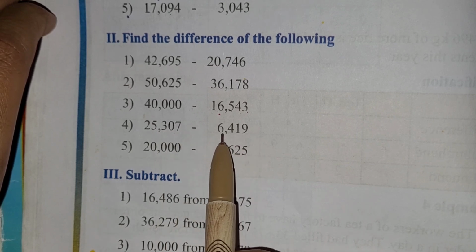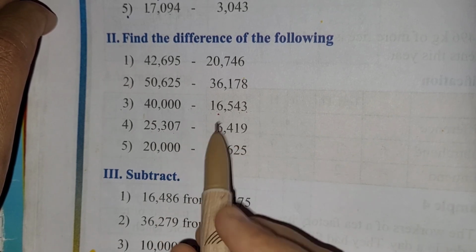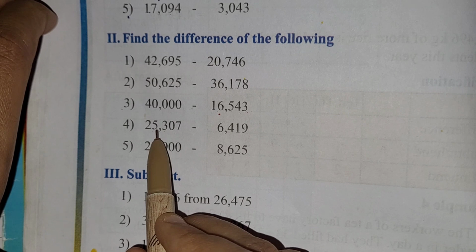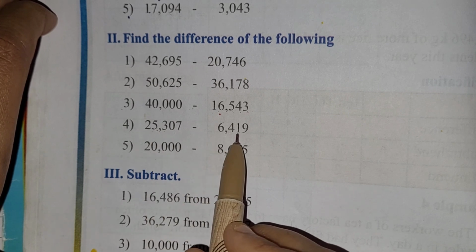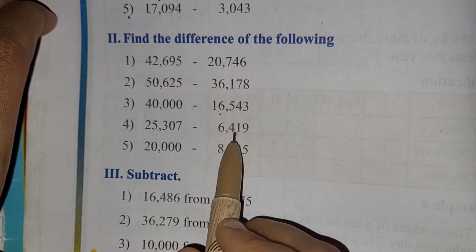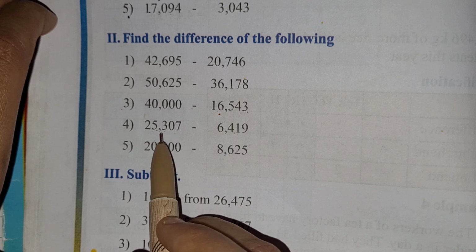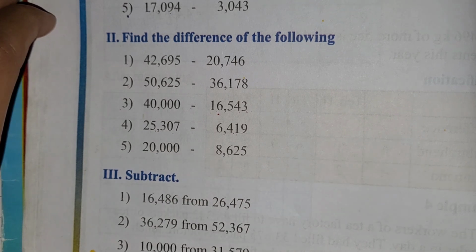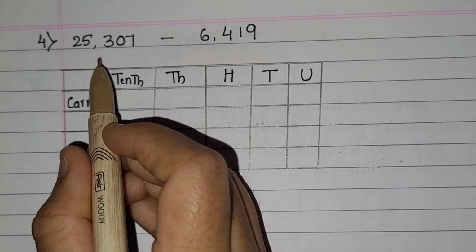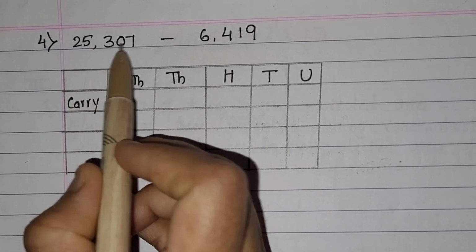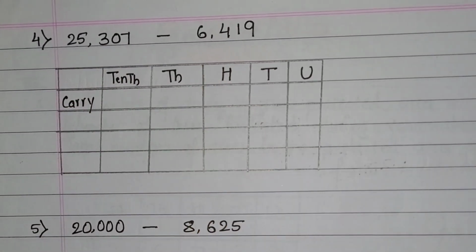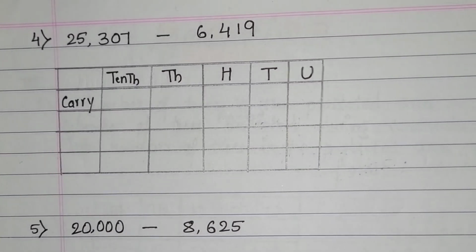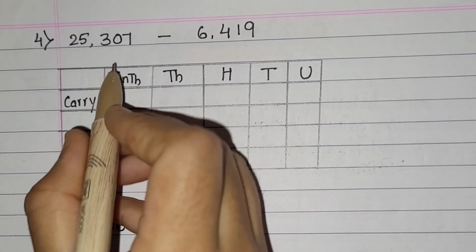25,307 minus 6,419. If you see here, we have a 5-digit number and a 4-digit number. Now you have to subtract the 4-digit number from the 5-digit number. Got it? Okay, let's do it. So here I have written 25,307 minus 6,419, you can see, right?